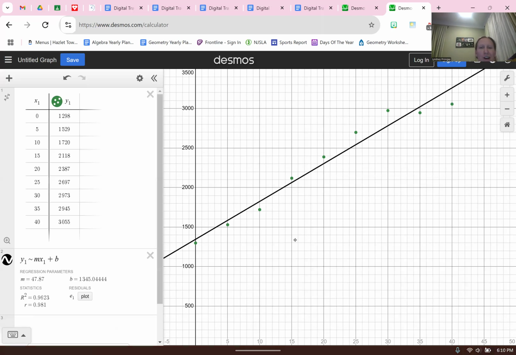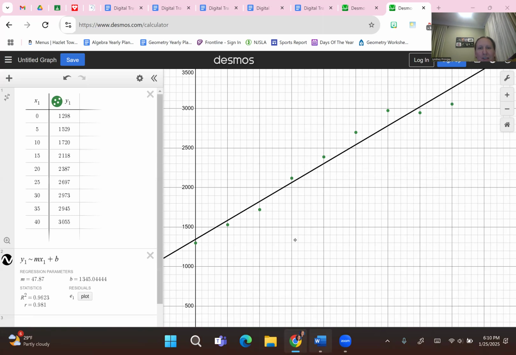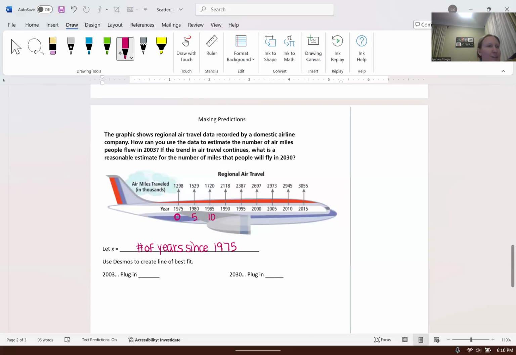I'm now going to go back to our notes and I'm going to say that Desmos told us that our equation should be y equals 47.87x plus 1345.04. Okay, so that's our line of best fit, but now it's asking us to do some estimating here.